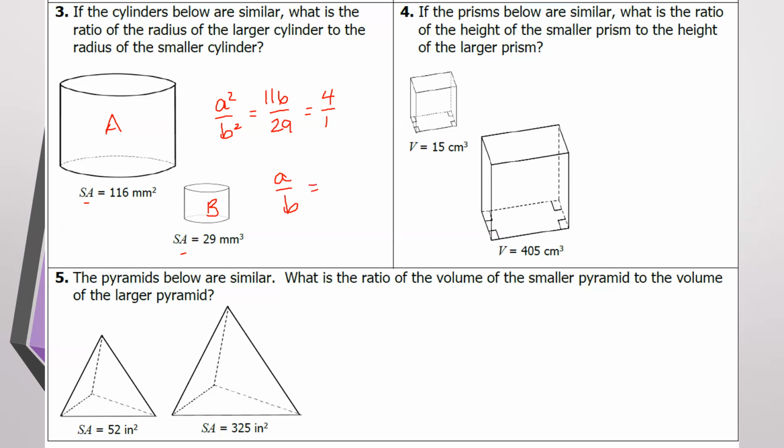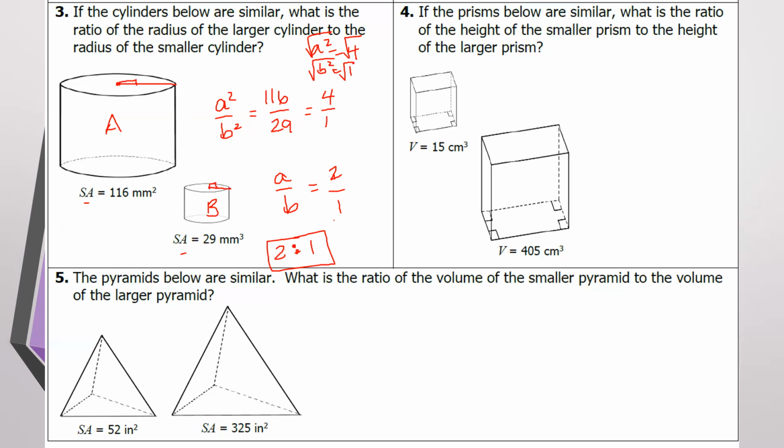Okay, A squared is 4, so that means A is 2, take the square root. B squared is 1, so B is 1. And if you need to do that step by step, you can. A squared equals 4, take the square root. There it is. B squared equals 1, take the square root. There it is. So the ratio of your radii is 2:1. So for every 2 millimeters on this radius, there's 1 millimeter on this radius.